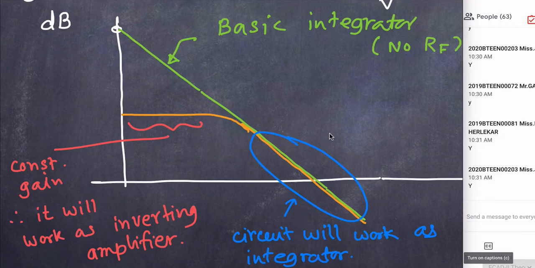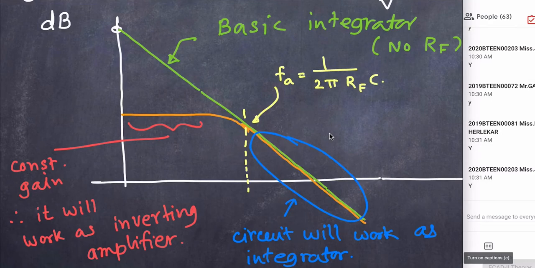This frequency is given by Fa equals 1 upon 2 pi RFCF. So once you know RFCF, you can find out Fa, and beyond Fa it will start working like an integrator. Below Fa it will work like an inverting amplifier. Everybody understood this?